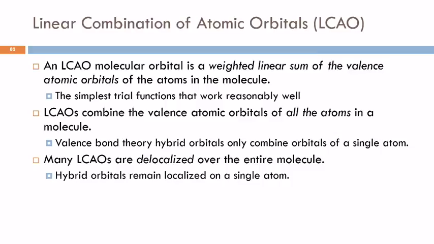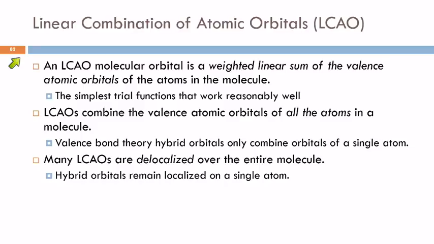So molecular orbital theory takes those atomic orbitals and instead of hybridizing them on individual atoms, combines them into what's called a molecular orbital. So it's orbitals that are for the whole molecule.